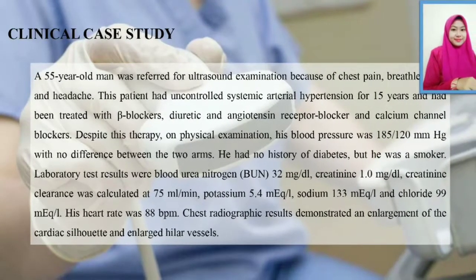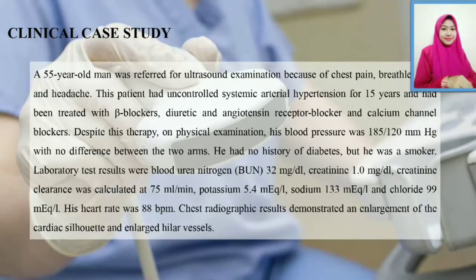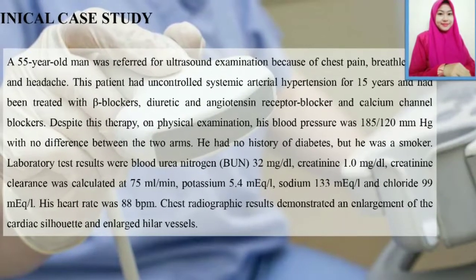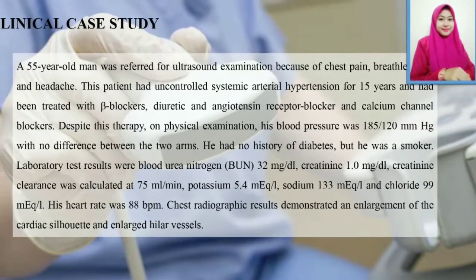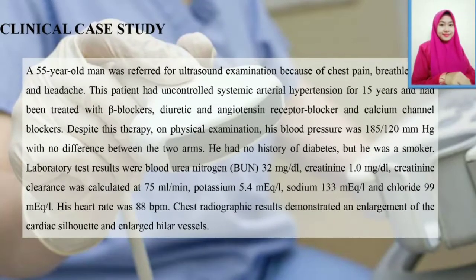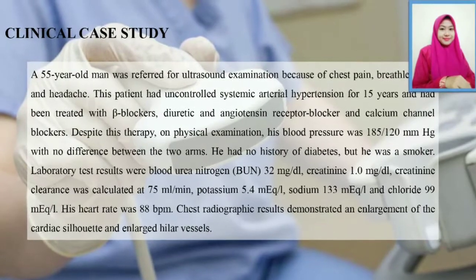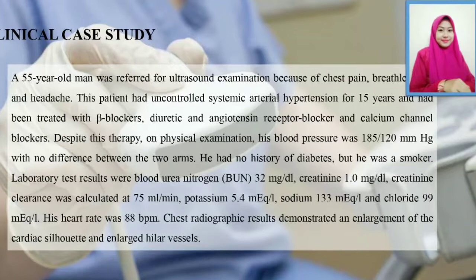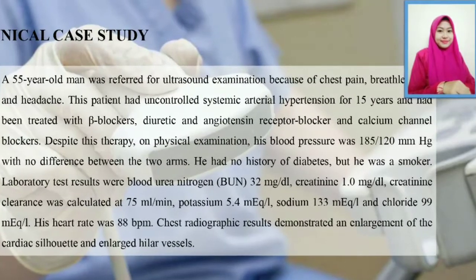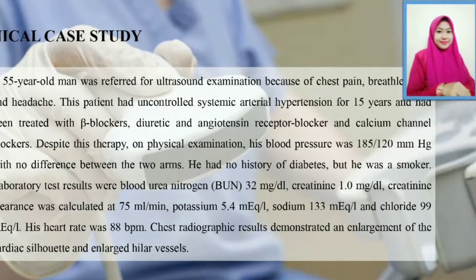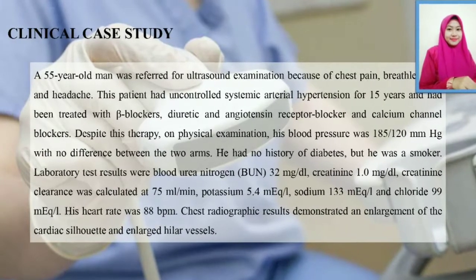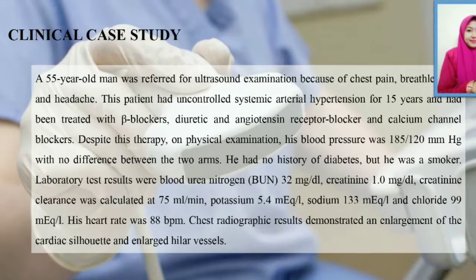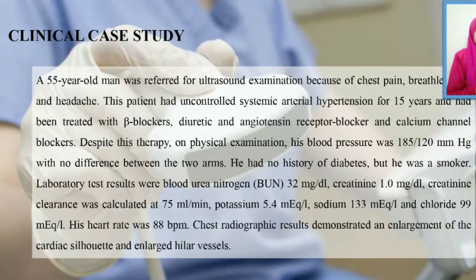Laboratory test results were blood urea nitrogen 32 mg per deciliter, creatinine of 1.0 mg per deciliter. Creatinine clearance was calculated at 75 ml per min, potassium 5.4 milliequivalent per liter, sodium 133 milliequivalent per liter, and chloride 99 milliequivalent per liter. His heart rate was 88 beats per minute. Chest radiographic result demonstrated an enlargement of the cardiac silhouette and enlarged hilar vessel.